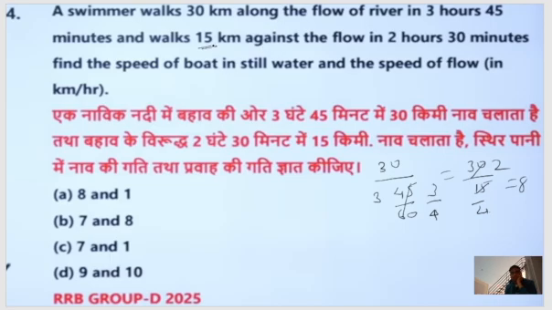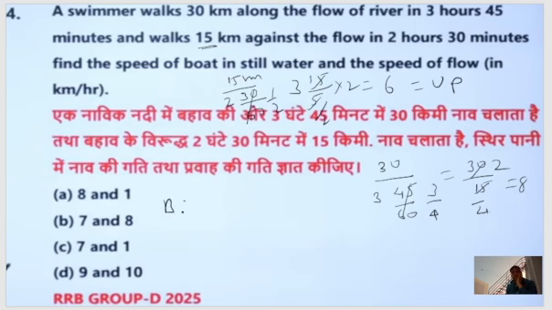So 15 kilometers of distance is traveled in 2 hours 30 minutes. So this 30 minutes we convert into hours, divided by 60, so 1 by 2. So 2 and 1 by 2 means how much? 5 by 2. So 15 into 2 upon 5, and 5 threes are 15, and this 2 goes to the numerator. So 3 twos are 6 kilometers per hour. This is the upstream and this is the downstream.